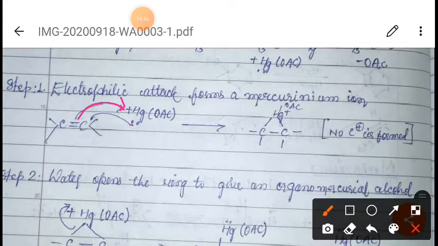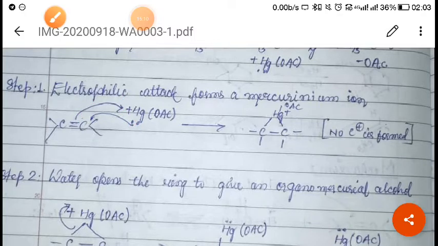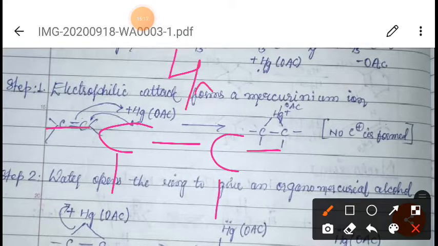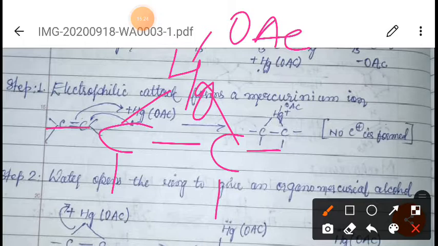At the same time, the vacant d orbital of this Hg, having 2 electrons, is giving its electron to this carbon. So at that time it is forming a compound like this. Let me draw it here. It is forming like this: carbon here, Hg here, and OAc here, with a positive charge like this.